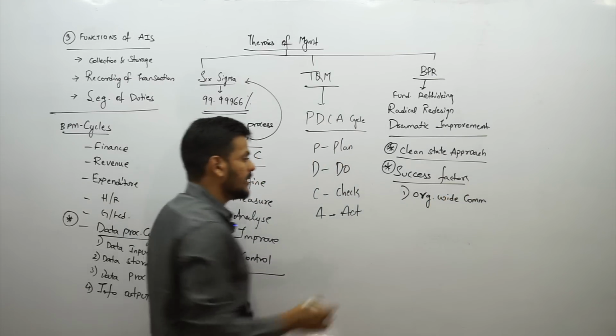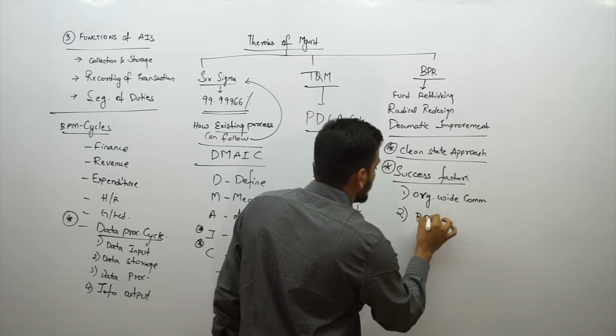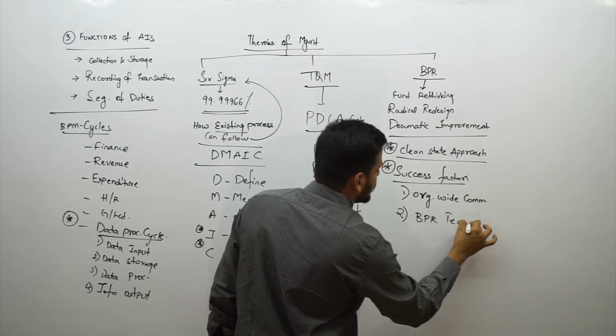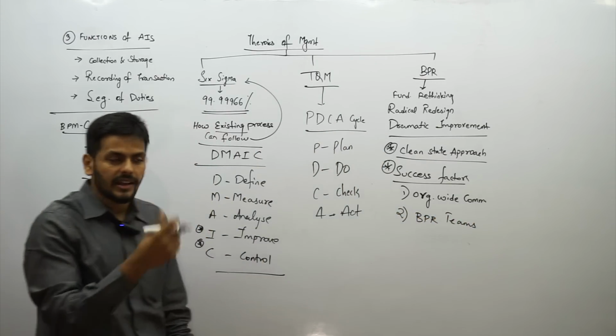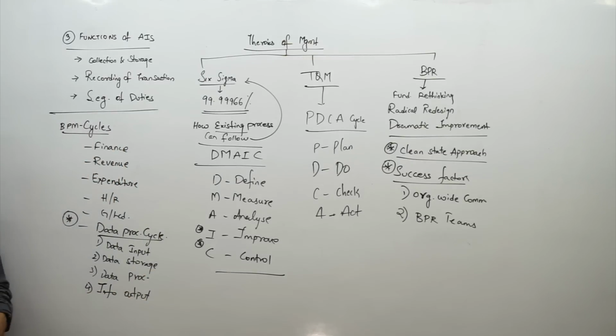Right? Organization-wide commitment is what I need. Then configuring the entire thing into BPR teams. Why do I want to configure the entire thing into BPR teams? Because this entire thing can't be applied once and for all. So I will break them down into teams, and each team will have a maximum of 10 people.